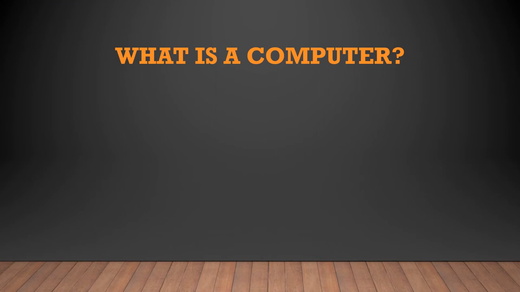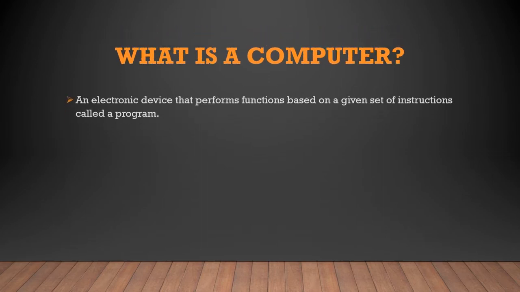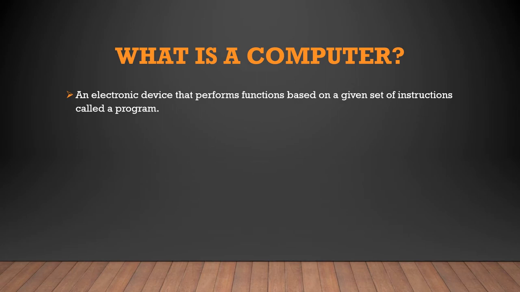We have understood what is the need of computer education and what are its benefits. Now let us understand what a computer is. A computer is an electronic device that performs a function based on a given set of instructions, and this given set of instructions is called a program. This program enables computers to perform an extremely wide range of tasks. That is, computers cannot do anything without a program.